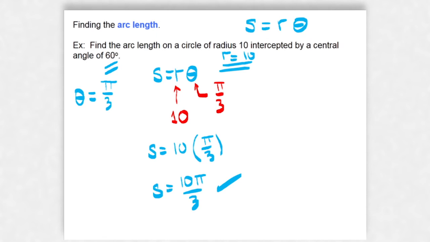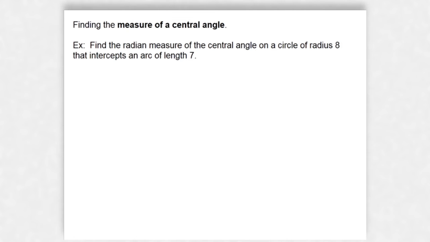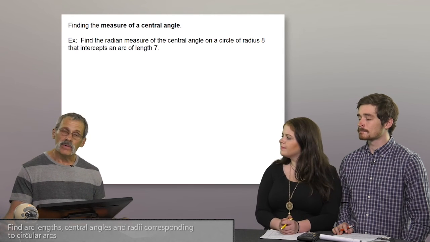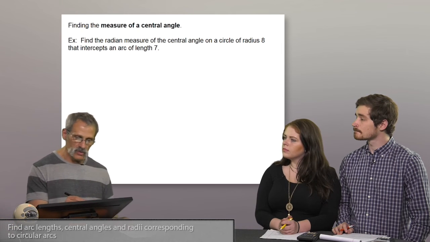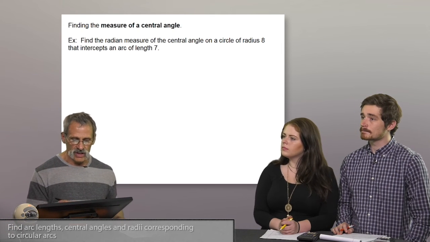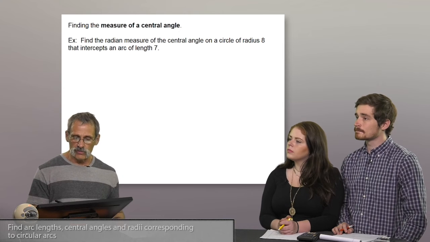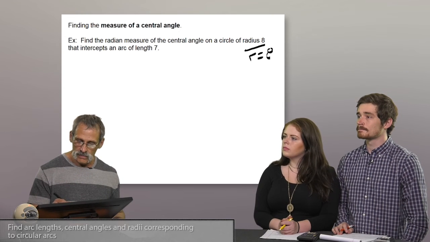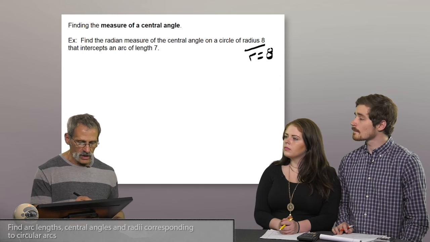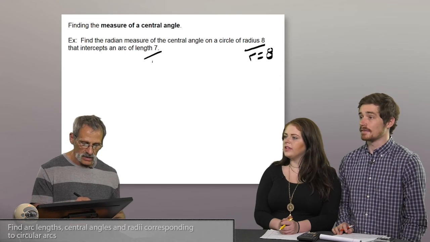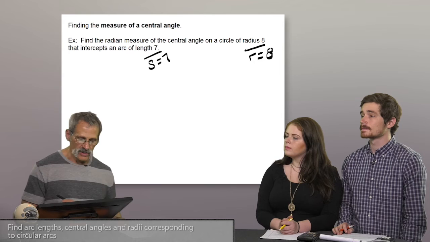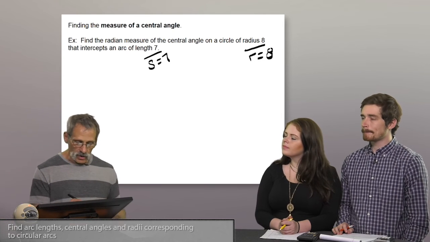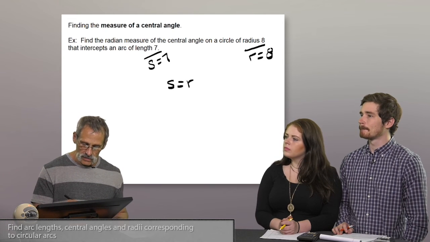If I can find arc length, I should also be able to find the measure of a central angle just as easily. Now in the second example, we want to find the radian measure of a central angle on a circle of radius 8. I'm just going to mark that now. That intercepts an arc of length 7. So s is 7 and r is 8. And we know s is equal to r theta.